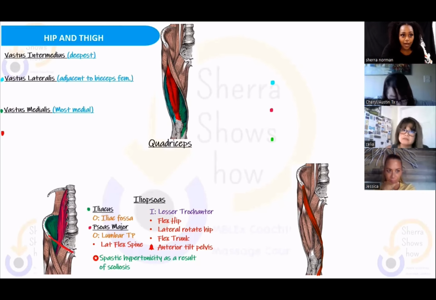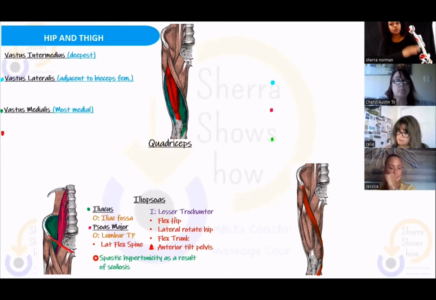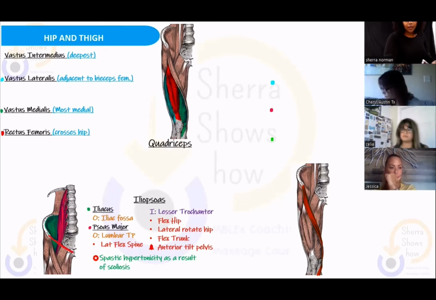All right, so of course our quads include the vastus muscles, the vasti: vastus intermedius, vastus lateralis, vastus medialis. Vastus intermedius is the deepest. Vastus lateralis is the sole muscle of the lateral thigh. The IT band crosses over it, but that's not a muscle, is it? It's right next to biceps femoris, the hamstrings. And vastus medialis is the medial one, right?